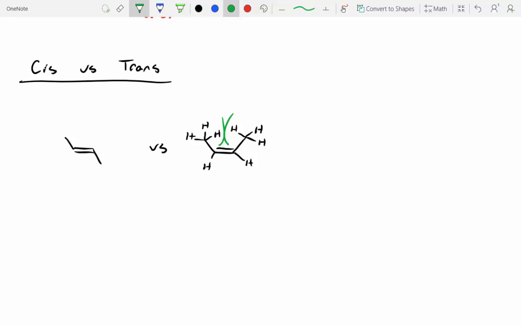So that's destabilizing, versus over here, these methyl groups are much, much further away, so we don't have that steric clash. So typically, your cis isomers will be significantly less stable than your trans isomers. So we'll say less stable due to sterics.